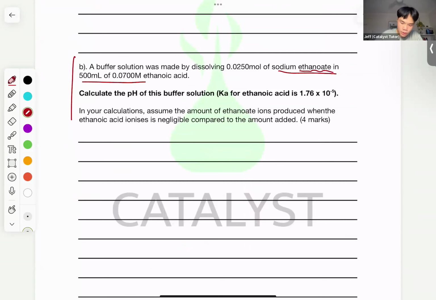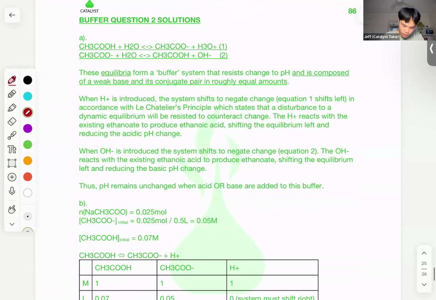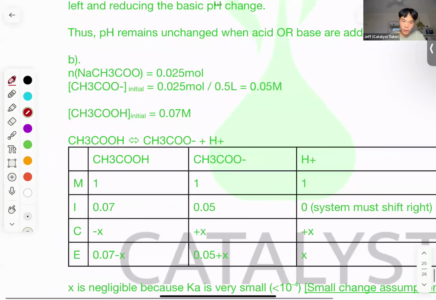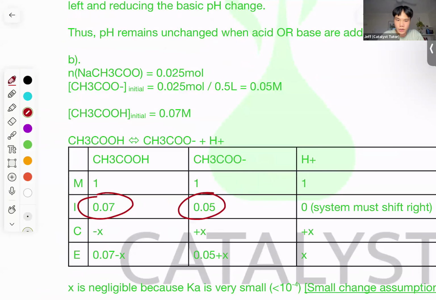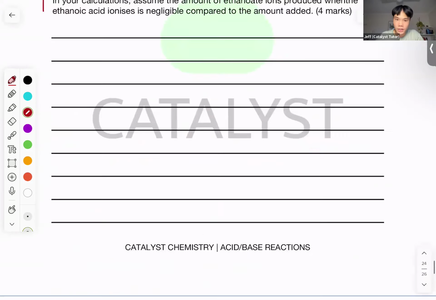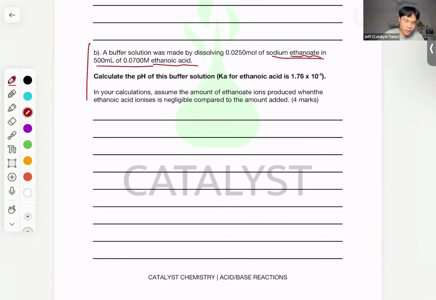So here you have some ethanoate, you have some ethanoic acid. You're going to end up constructing an icebox where you have initial concentrations of both of those components of the buffer. And then you go and solve this as if it's a mod 5 style icebox. Small change assumption, and then go on to solve for X. But do have a go at that one if you're not too confident on buffer calculations. Otherwise, there's some more in the compendium, but Catalyst students, if you want to have a go at another buffer calc, page 256, there's quite a few towards the end. Have a look at those.